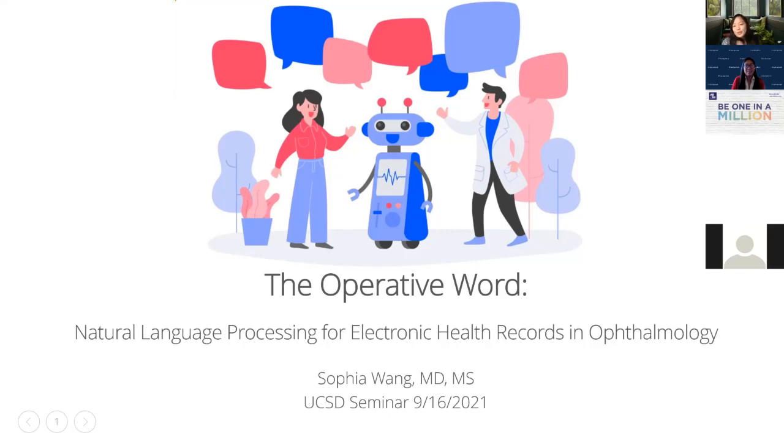So my name is Sophia Wang, and I'm an assistant professor of ophthalmology at the Stanford Byers Eye Institute. And a major focus of my research group is using natural language processing, or NLP, on electronic health records in ophthalmology in order to understand and predict ophthalmology outcomes. So today I'll talk a little bit about a number of different approaches for using natural language processing in ophthalmology.